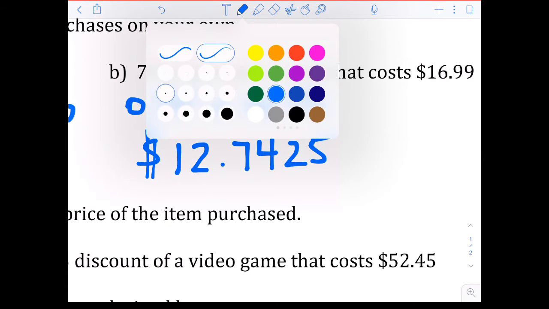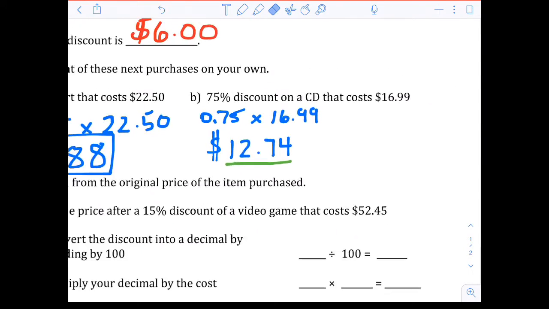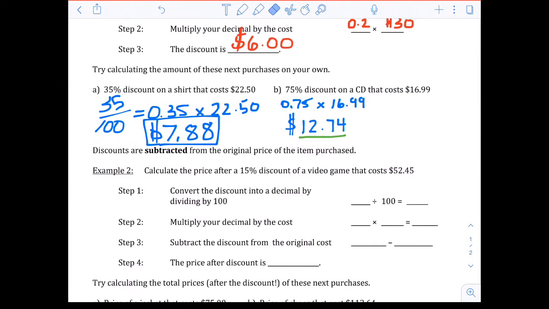But we know that we only round to 2 decimal places. So I have to look to the number after the 4, and it's a 2. So since it's a 2, that 4 will stay as 4. Because remember, if it's 5 and above, you round up. If it's 4, 3, 2, 1, or 0, we keep it the same. So I don't need to change that. And we save $12.74 if we were discounted 75%. That's a big discount. Big numbers, close to 100%, so we're saving a lot of the money.